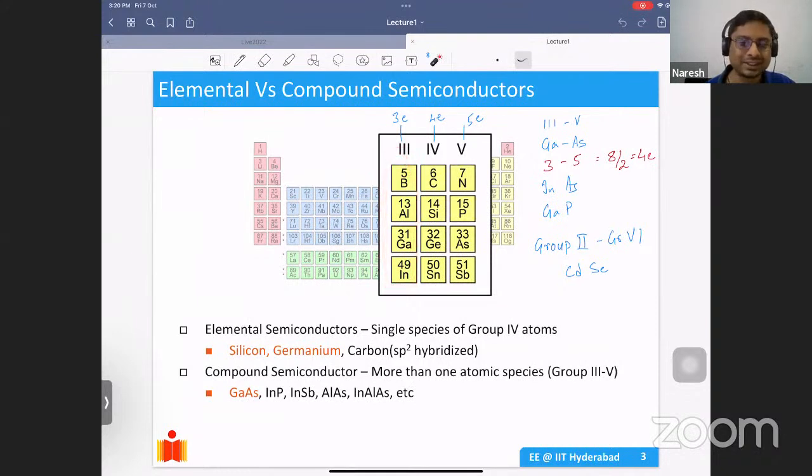All right. And I also said you can actually have even more complex things. For example, you can have group 2 and group 6 elements, semiconductors like cadmium selenide. You can have other semiconductors, but silicon is the most prominent one we are talking about in this course. All right. Nishita, did I answer your question?